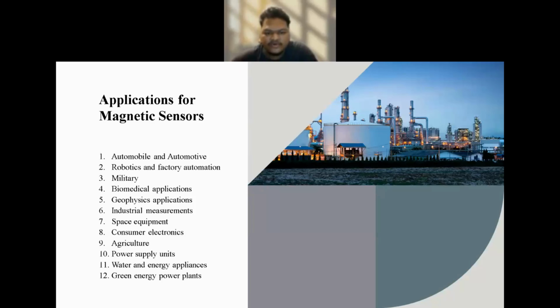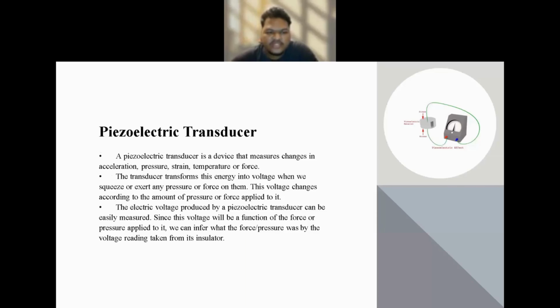the piezoelectric transducer. A piezoelectric transducer is a device that measures change in acceleration, pressure, strain, temperature, and or force. The transducer transforms this energy into voltage when we secure or exert any pressure or force on it. This voltage changes according to the amount of pressure or force applied to it. The electric voltage produced by a piezoelectric transducer can be easily measured, since this voltage will be a function of the force or the pressure applied to it. We can infer what the force or pressure was by the voltage reading taken from its insulator.